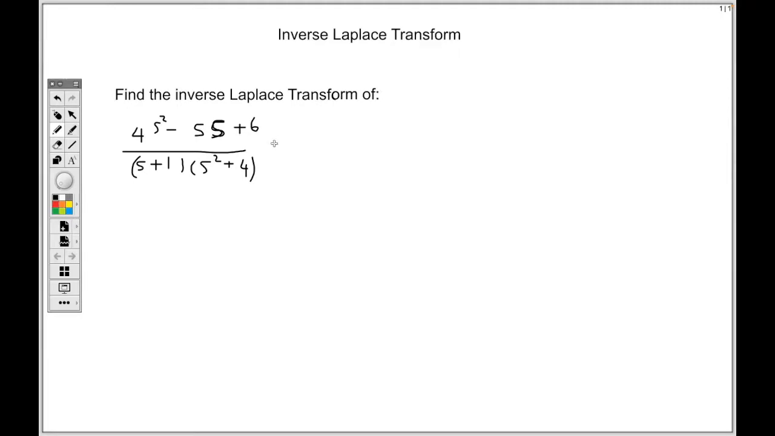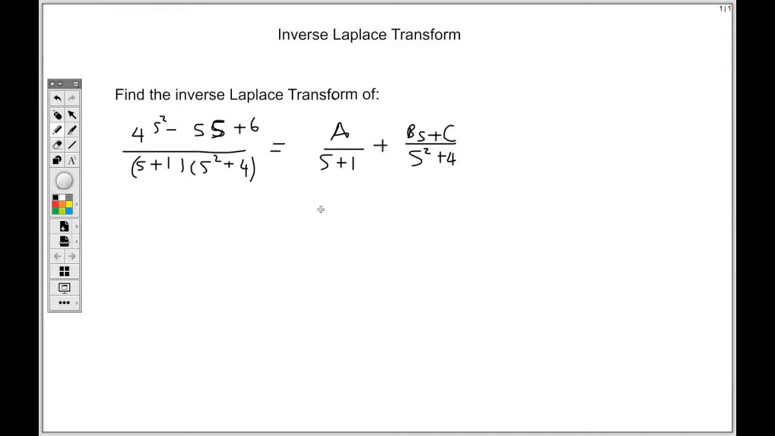So the denominator helps to tell me which type of partial fraction I need to use. So I'll have A over the first bracket, s plus 1, where A represents a constant, plus, because this is s squared plus 4 and it cannot be factorized, this is a special case where I will have the variable s in the numerator. So I will have capital B and then s, where B represents a number, plus C. So whenever you can't factorize the quadratic, you have to put it in this form.